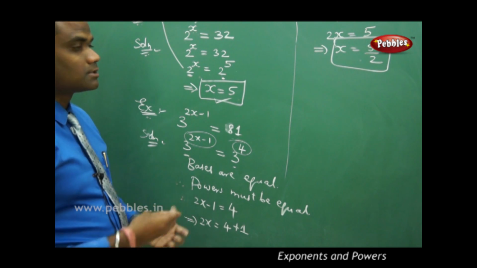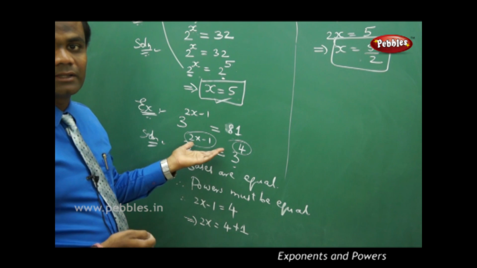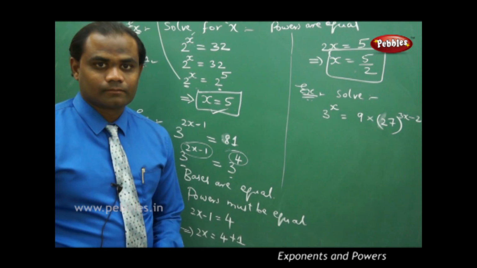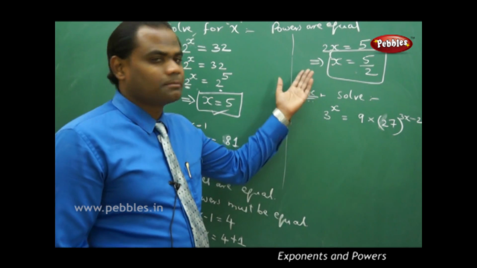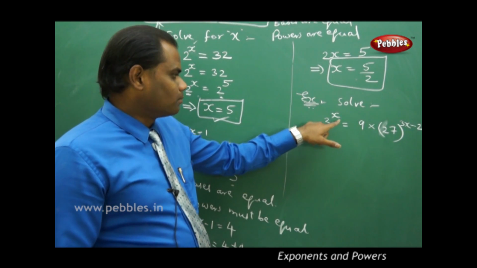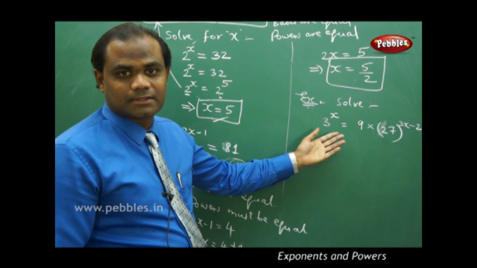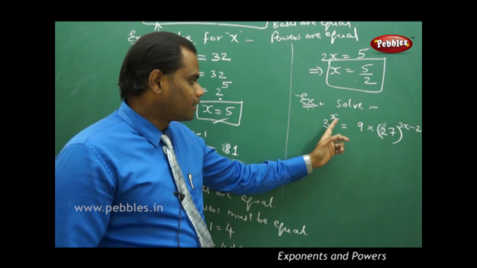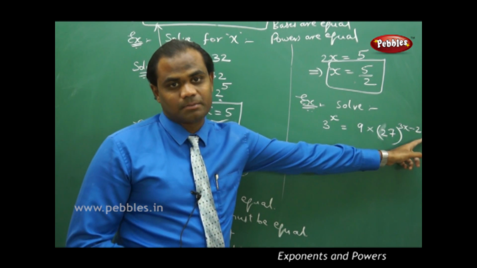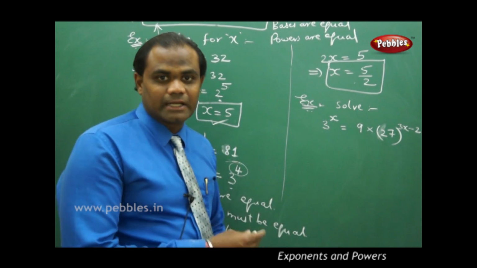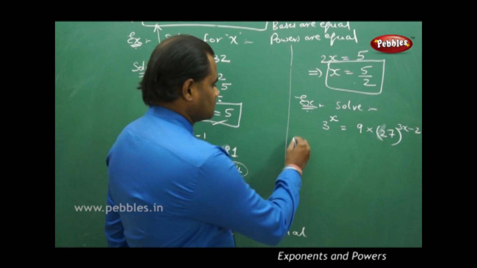But there are some equations which are further complicated than this. Let's see one of the cases here. Now let's take another problem which is a bit more complicated than the previous case. Now this is the problem where I need to find the value of x, where the exponential equation is 3 raised to x is equal to 9 times 27 raised to 3x minus 2. So in this case, let's see how we can find the value of x.